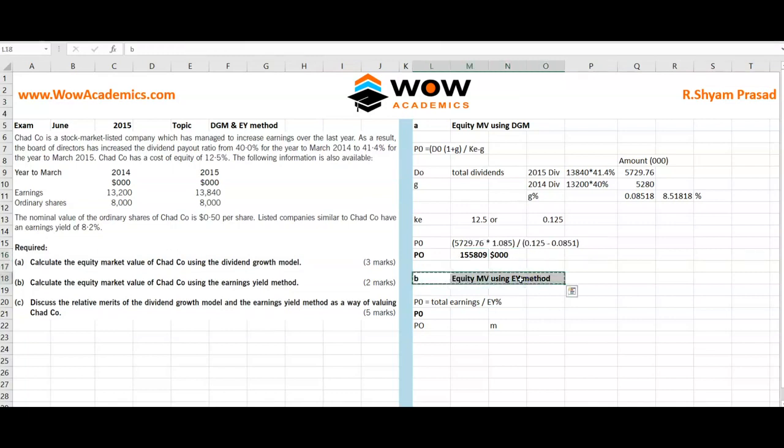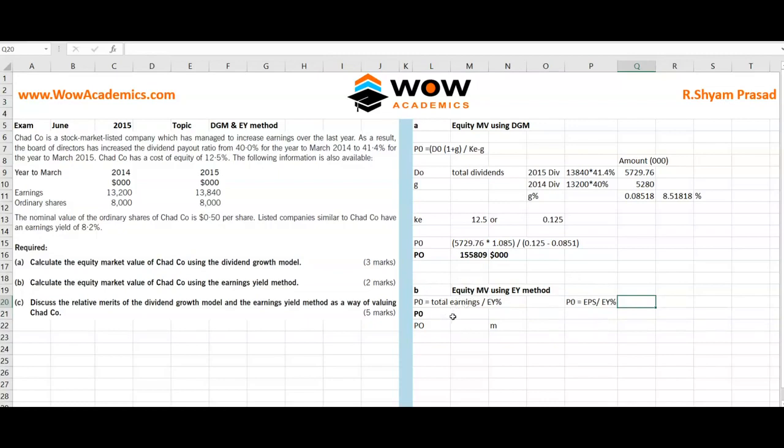The next method is the equity value using the earnings yield method. The earnings yield method works like this: P0 equals total earnings divided by the earnings yield. If you use total earnings in the numerator, you will get the entire company's value. This formula can also be expressed as P0 equals EPS divided by earnings yield, which will also give you a number, but this answer will give you the per share value. We don't want the per share value, we want the total value.